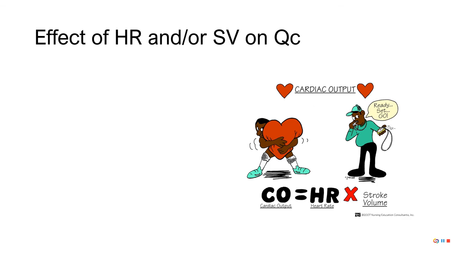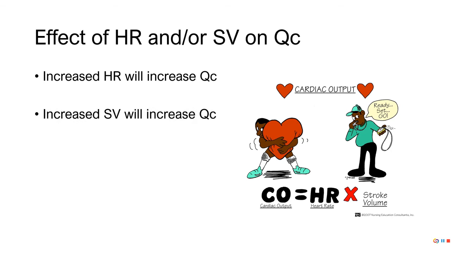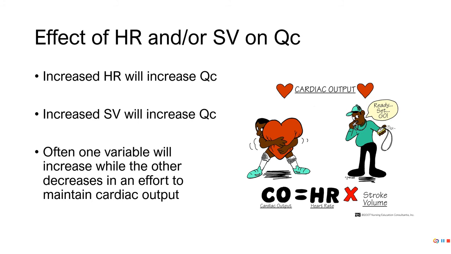So what is the relationship between heart rate and stroke volume on cardiac output? Well, if we increase heart rate, that's going to increase cardiac output. If we increase stroke volume, that will increase cardiac output. Oftentimes what happens is one variable will increase while the other decreases in an effort to maintain cardiac output. That's assuming we're at like homeostasis or something.